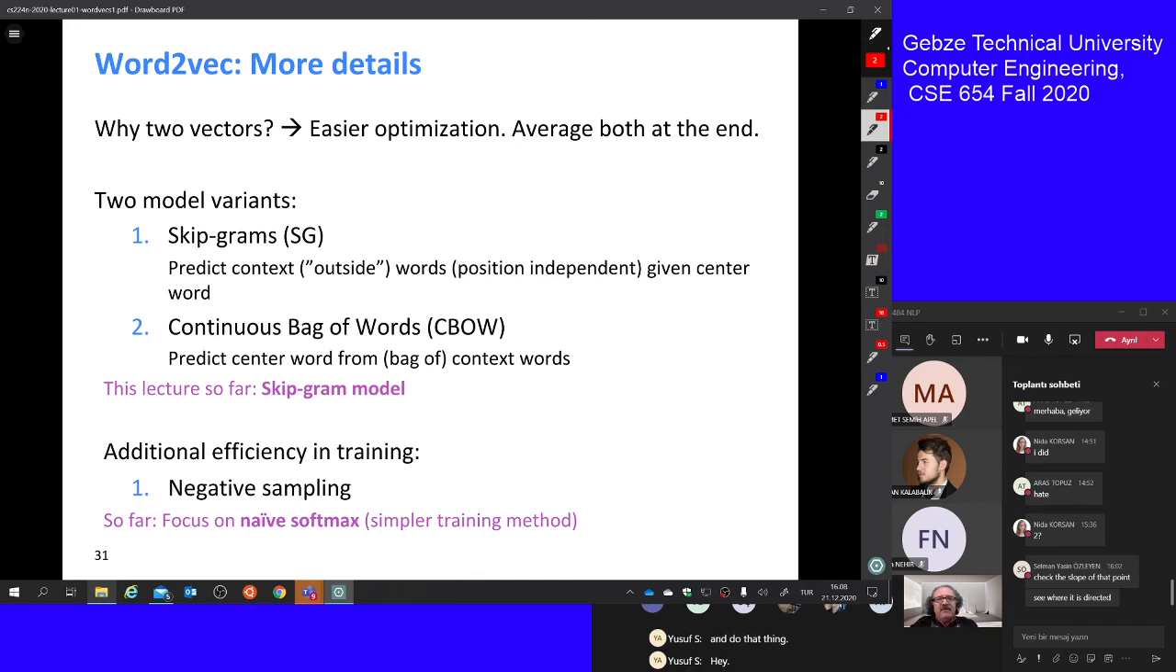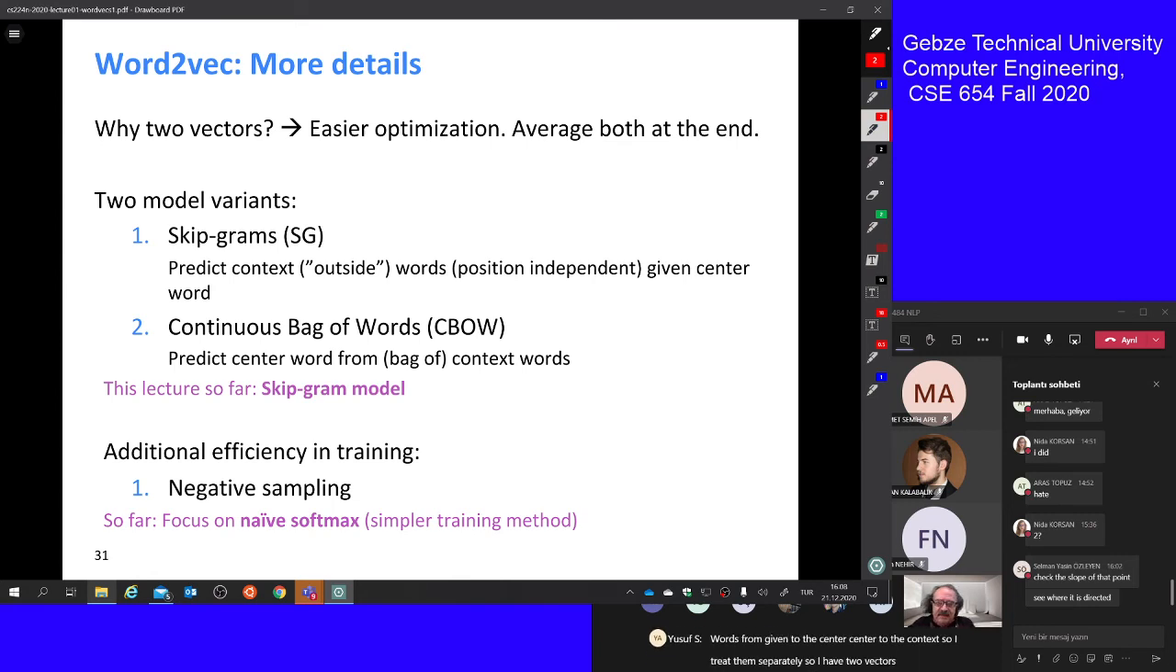Some people ask why we have 2 vectors for each word. That's because it is easy for optimization. I don't have to be careful about switching the words between the center and the context roles. So I treat them separately, so I have two vectors.